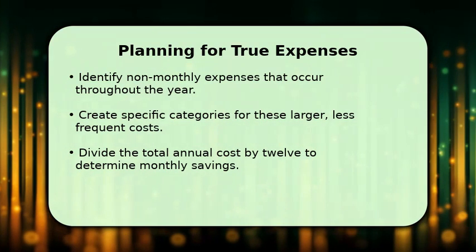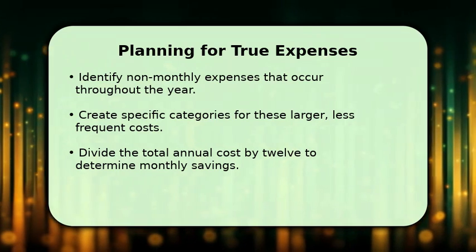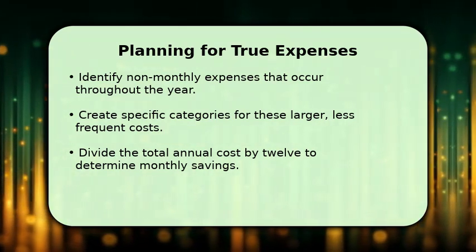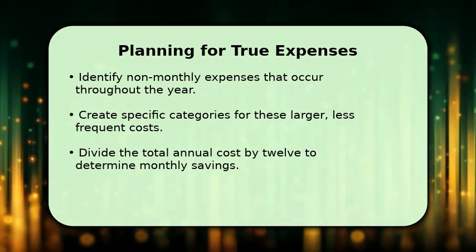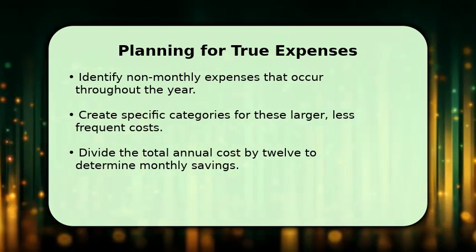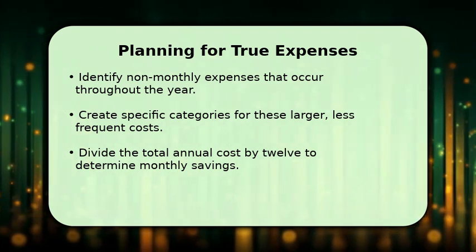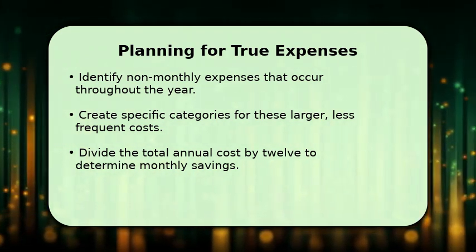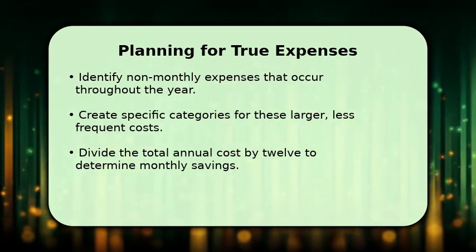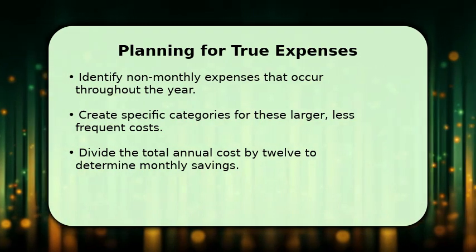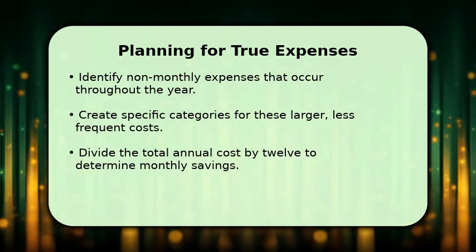True expenses are those non-monthly costs that often catch us off guard. Think about car insurance premiums, annual subscriptions, or holiday gifts. Identify these, create specific categories for each, and then divide the total annual cost by 12. This gives you a monthly savings target. Consistently contribute this amount to each category, building up a fund so you are prepared when these expenses arrive.